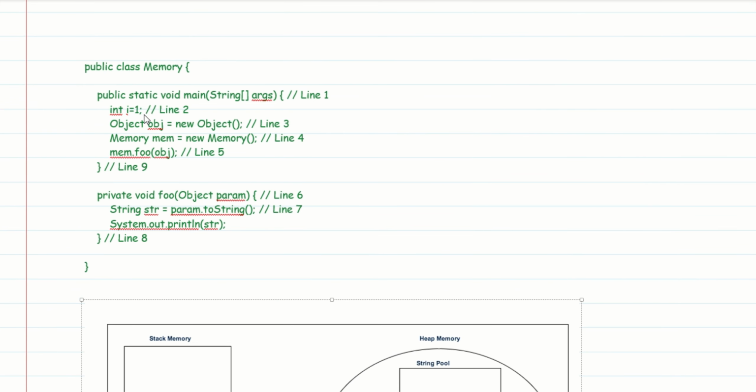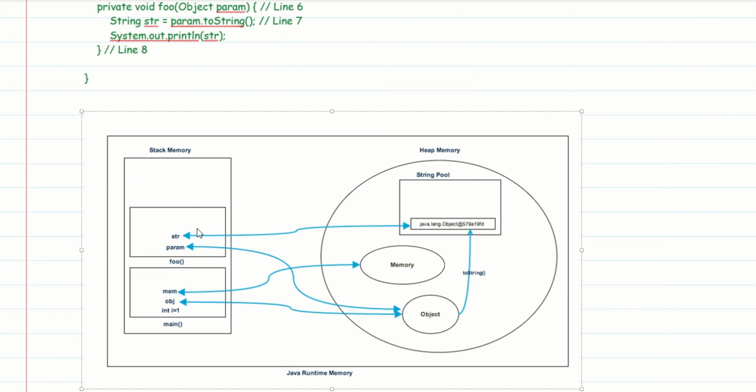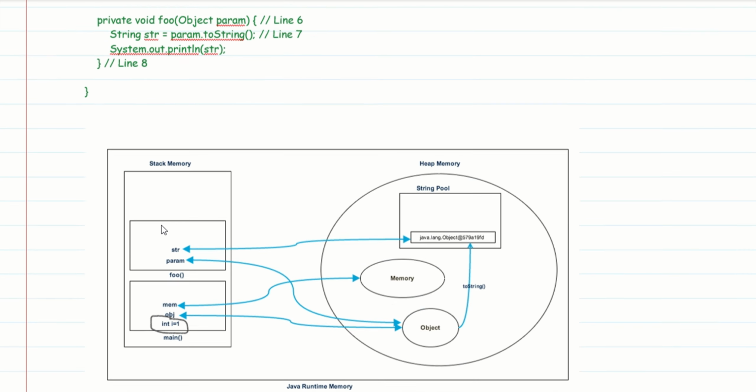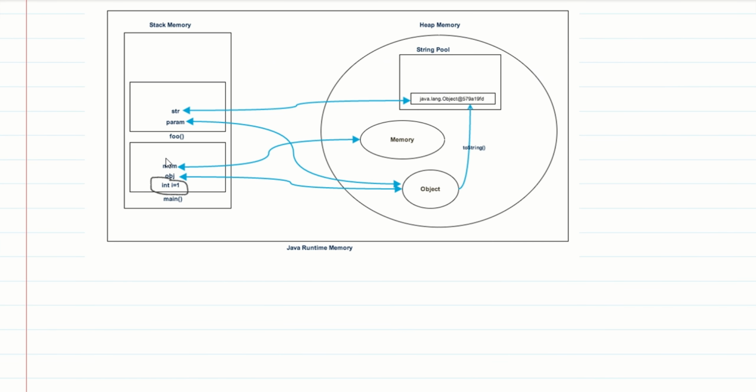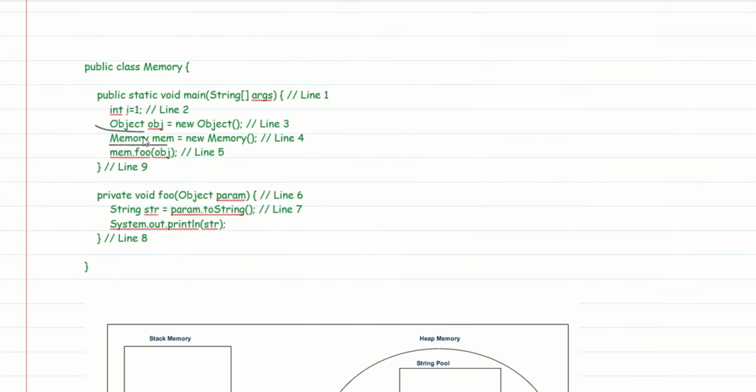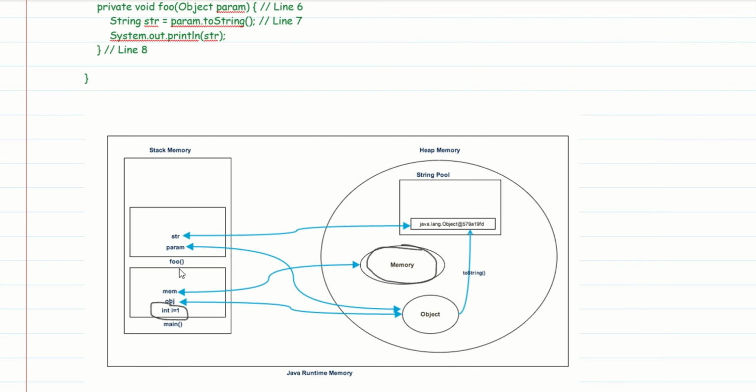In line number 2, we are creating a local variable. It is going to be created in the stack region, as you can see here. And in line number 1, we are creating a variable, which is also a local variable. Then we are creating objects, obj and memory, so both references are here. Objects are stored in heap memory. When we create an object, it is going to be created in the heap region and its reference is stored in the stack region. Similarly for both obj and memory, both objects are created here and their references are stored in stack memory.